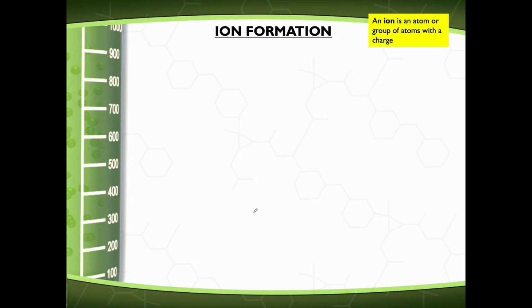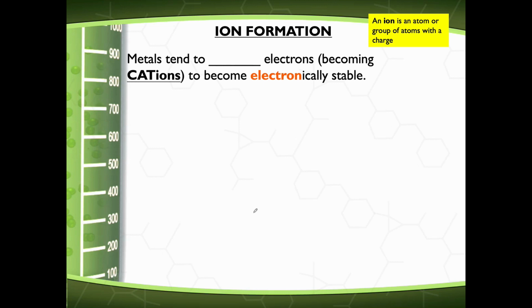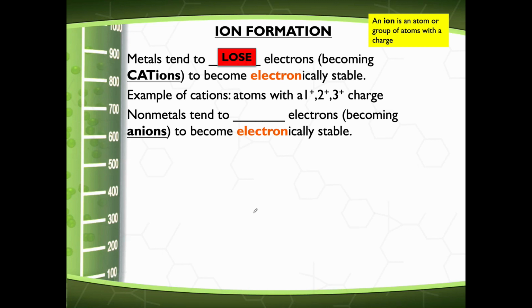All right, a little bit further on the I word, ion. So ions are atoms, it's an atom or group of atoms with a charge, okay? Now, how do you get a charge? Well, if you're a metal, you're gonna lose electrons. And when you do that, you become something called a cation, okay? A cation is a positively charged ion, okay? And that sounds kind of weird, okay? Metals tend to lose electrons, becoming cations, to be electronically stable.